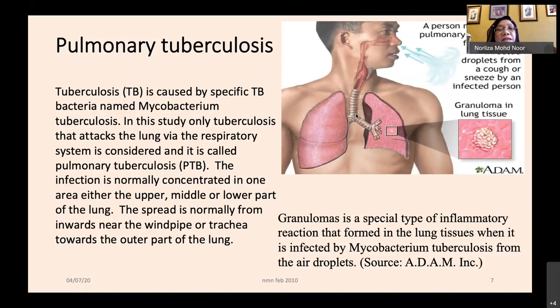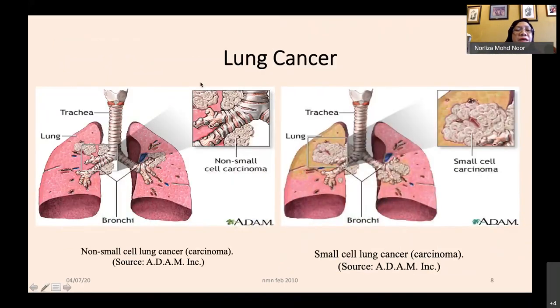All right, next is lung cancer. We have two types. Lung cancer, as you know, is the abnormal growth of cells. It is as if the cells wake up one day and say, okay, now I want to do something else. So it is an abnormality in the activity or function of the cell, and then we call it cancerous. We have two types, the first being non-small cell lung cancer, which is carcinoma.